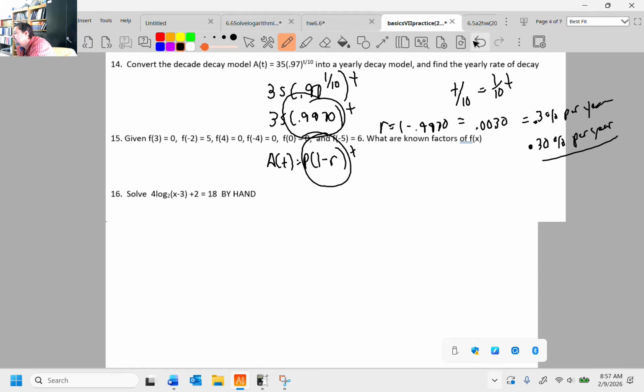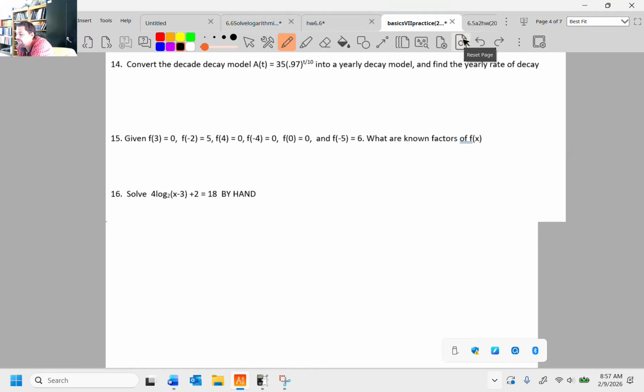All right, 15. Literally the easiest problem on the whole quiz will be missed so badly. Oh, it'll be so bad. This is function notation. This says x equals 3 is a 0. See where it says that? This one says x equals -2 is a 5.